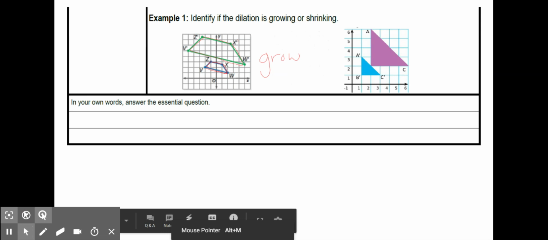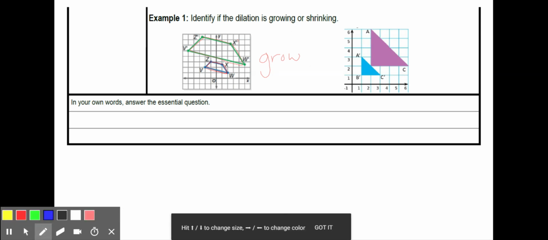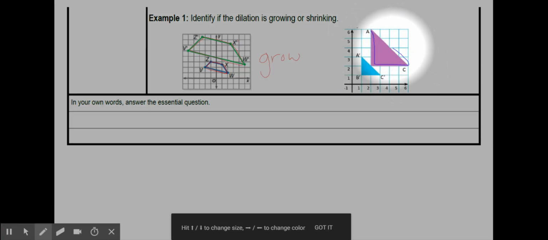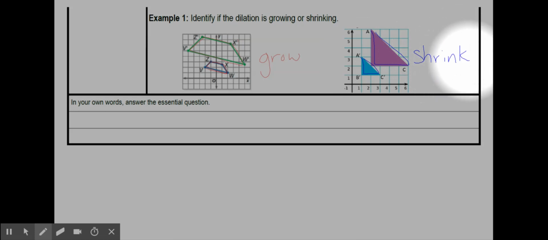The image on the right, we can see triangle ABC is the large triangle, and then the move or the change is to small, so we can say this shrinks. So the trick to identifying whether it's growing or shrinking is to get your pre-image correct.